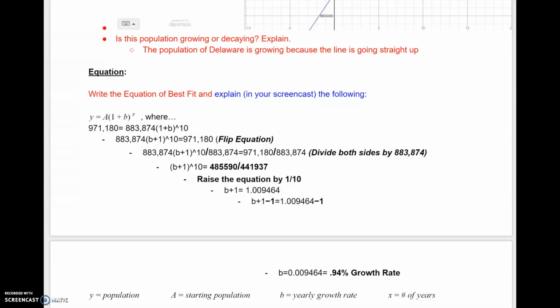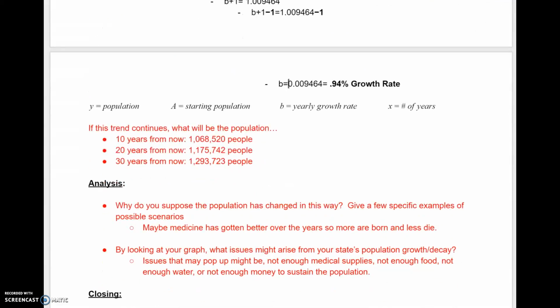So, in the end, b plus 1 equals 1.00966464. I subtracted both sides by 1 and got my final answer. B equals 0.009464, which is a 0.94 percent growth rate.